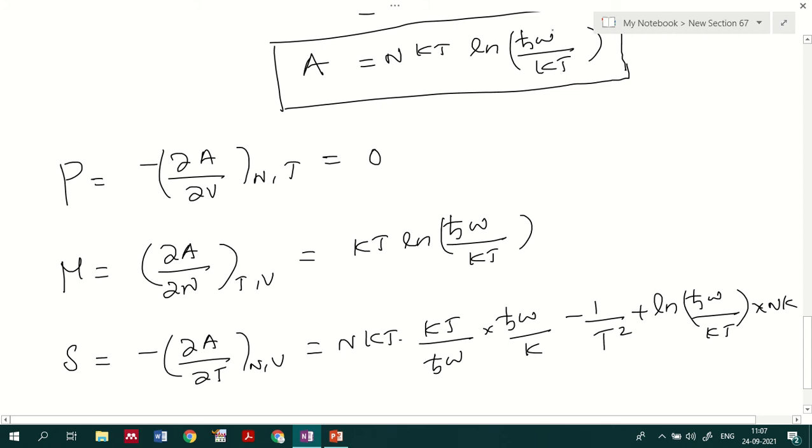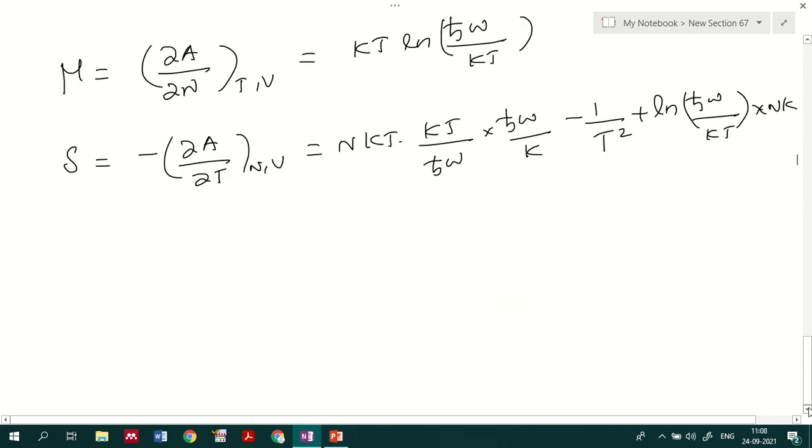So then we have to take h cross omega by k as constant, then you have to evaluate minus 1 by t square. Okay, so that's what we represented like this. And now if you do further, you can cancel this h cross omega and k. Then t square and t square you can cancel. When you solve this, you will be getting minus nk.